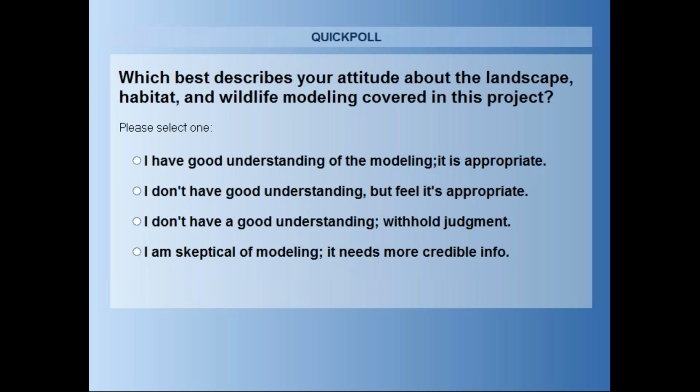Let me launch that now. So the question that Tom would like to propose to you is to just get some feedback for informing how useful this information is to you. First question is, which best describes your attitude about the landscape, habitat, and wildlife modeling that is covered in this project? If you could just go ahead and select one of those answers for this poll, and we'll give you a couple minutes here to answer that one.